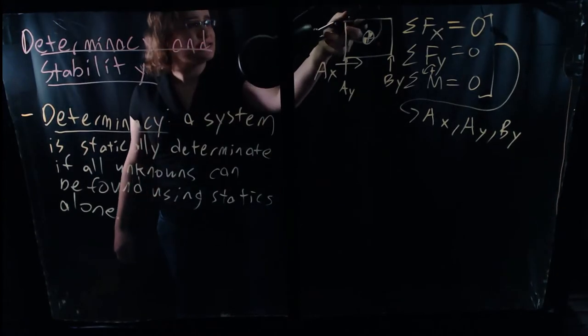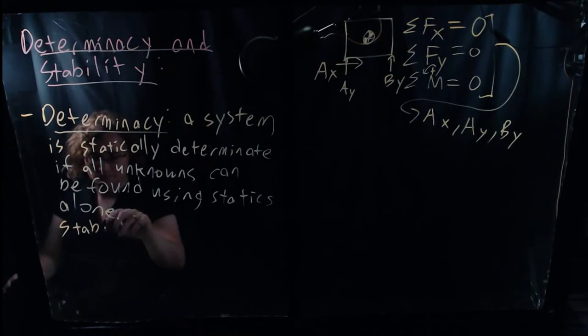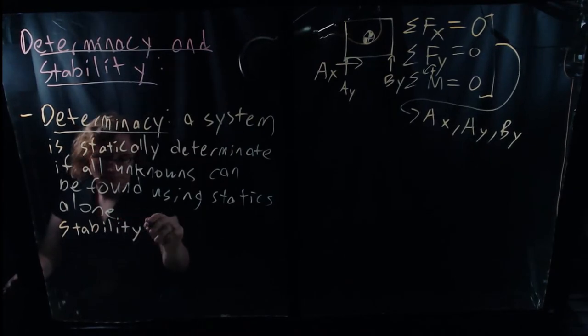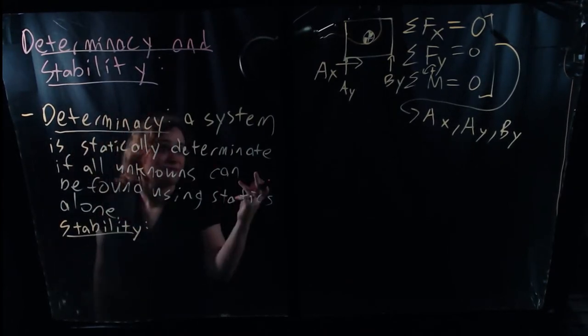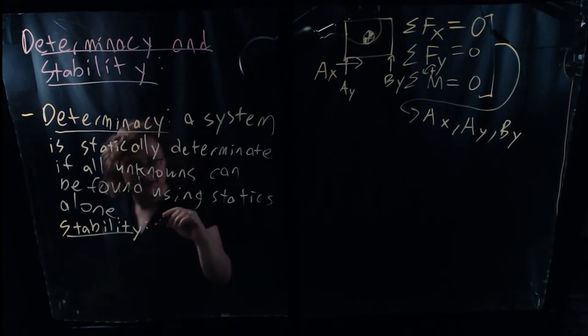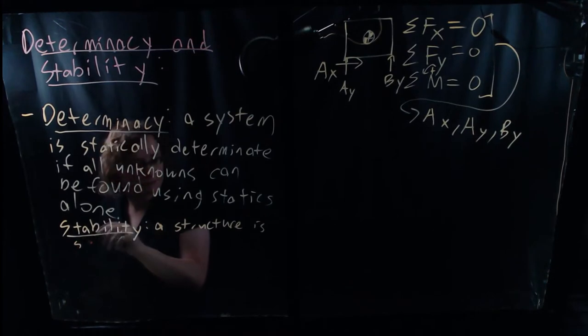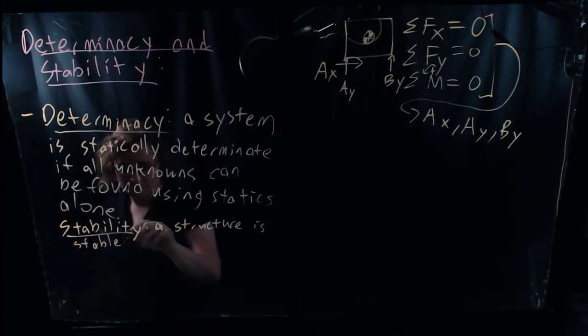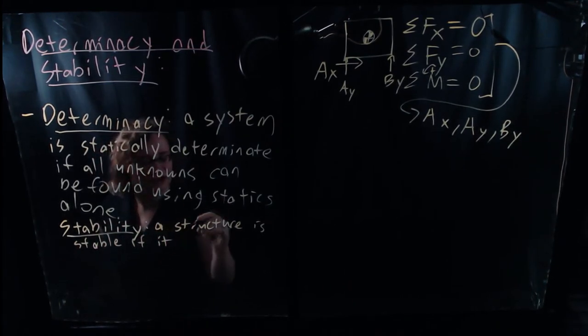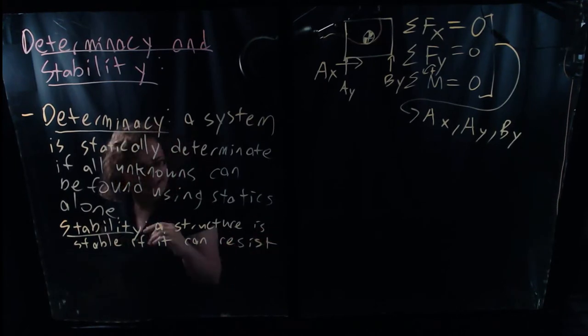And then I want to look at stability. What does stability mean? Stability can mean many things, but in the structural context, it has a specific definition. A structure is stable if it can resist arbitrary loading, or an arbitrary set of loads. And we need to discuss what that means.